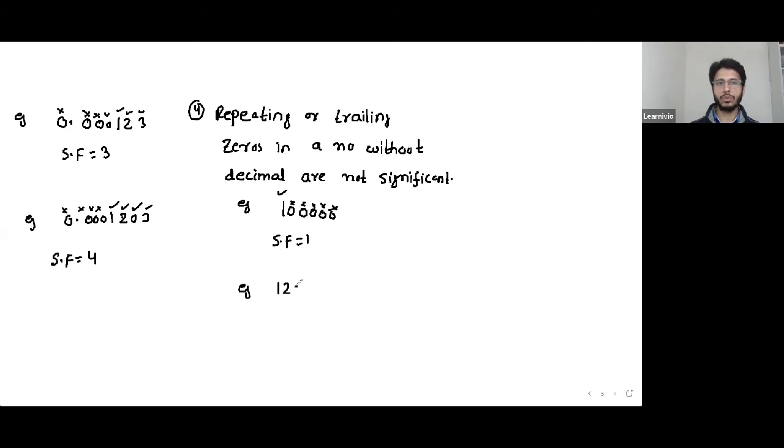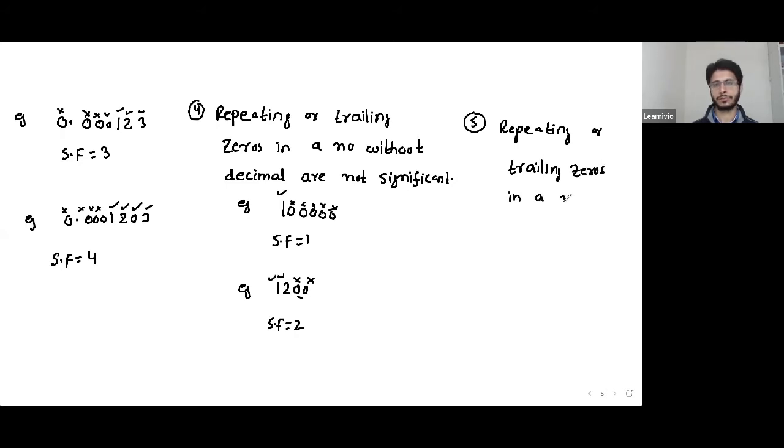Even if you have 1200, these two zeros are trailing zeros. There's no decimal, so these two zeros are not significant. Only significant figures are two. But if the number has a decimal, then these trailing zeros become significant. So trailing zeros in a number with a decimal are significant. These zeros become significant if your number has a decimal.